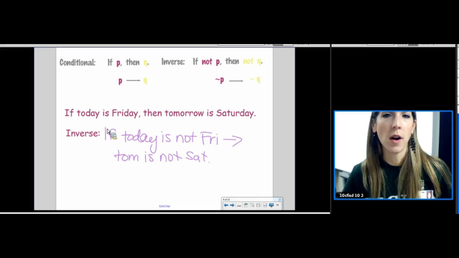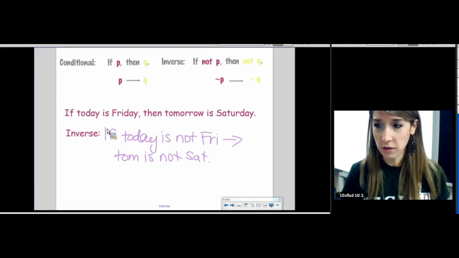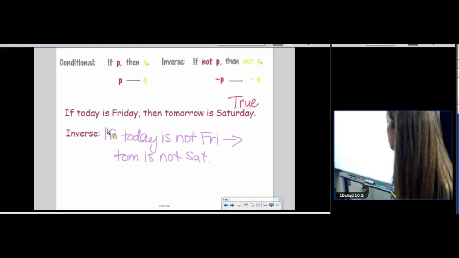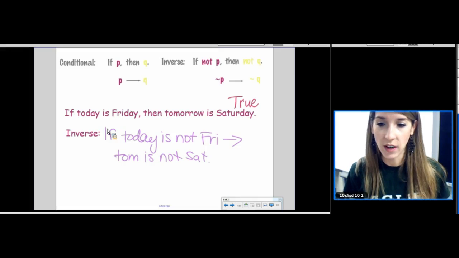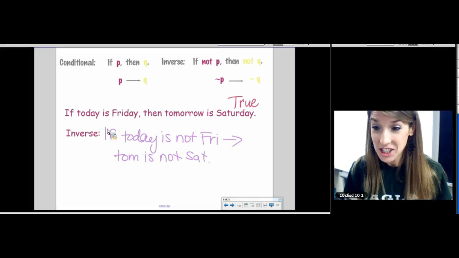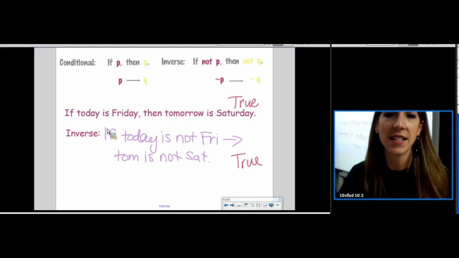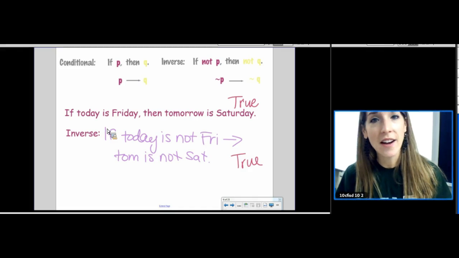If today is Friday, then tomorrow is Saturday. True or false? True, very good. Okay, if today is not Friday, then tomorrow is not Saturday. True or false? Is the inverse true or false? It's true. Let's think of a situation. If today is not Friday, so let's have it be what today really is. It's Monday. Tomorrow is not Saturday. True or false? Well, that's true.